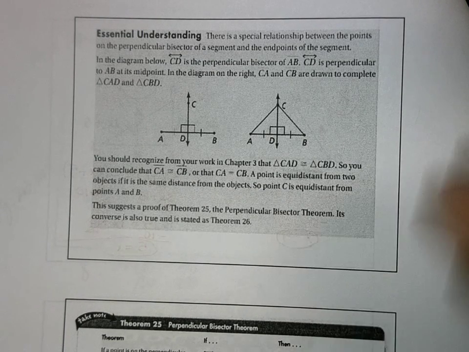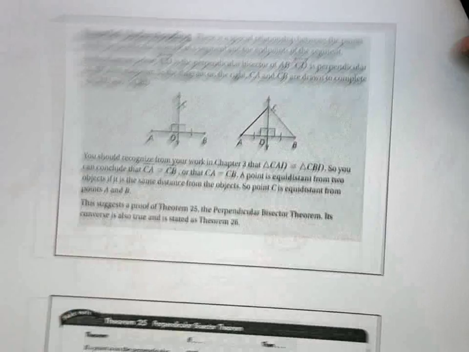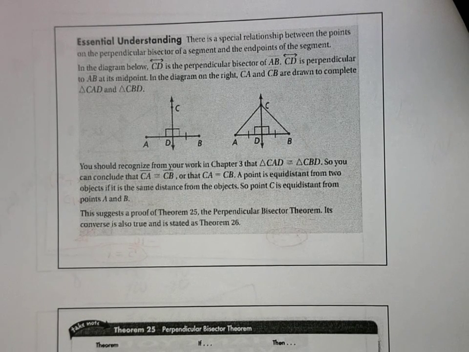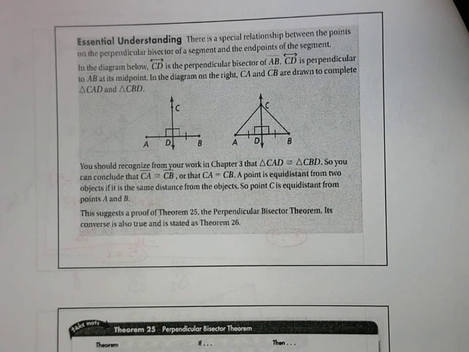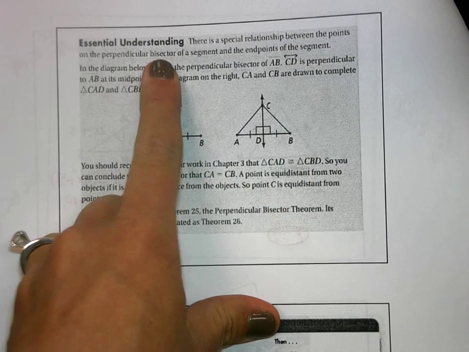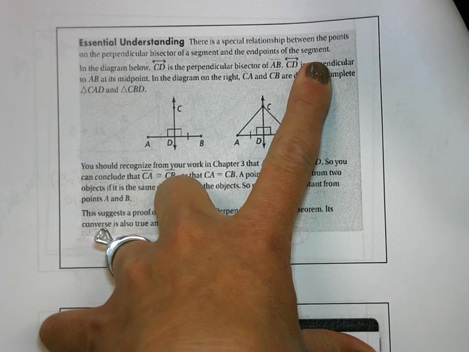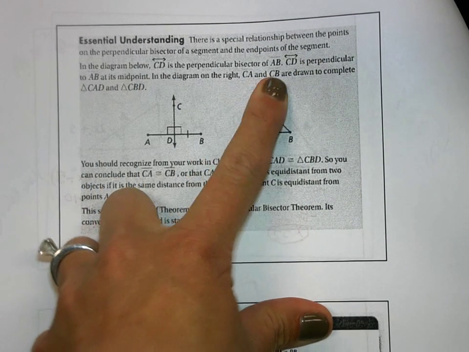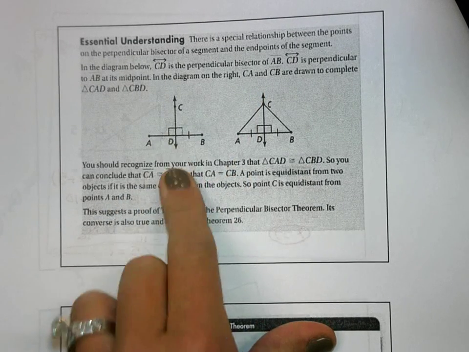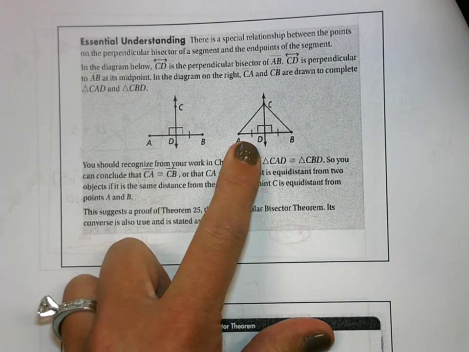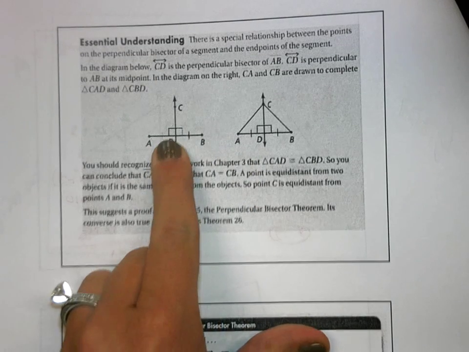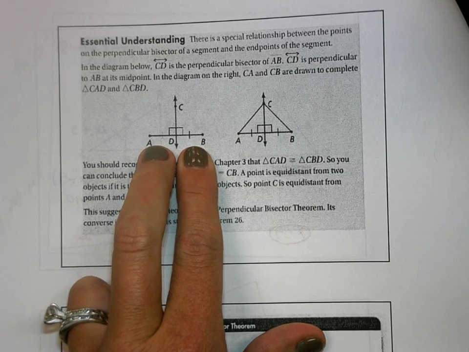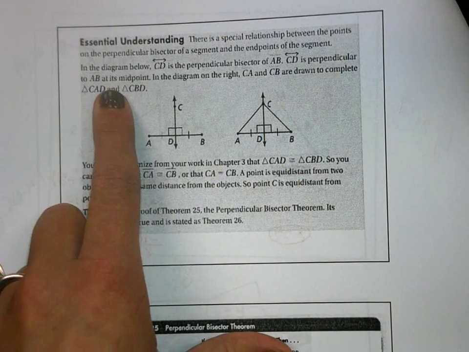Okay, so let's go ahead and read through here. This is what we're trying to make sure you get out, the essential understanding for this section. There is a special relationship between the points on the perpendicular bisector of a segment and the endpoints of the segment. In this diagram below, CD is the perpendicular bisector of AB. When CD cut through here, it made two 90-degree angles, and it made two equal segments. CD is perpendicular to AB at its midpoint.